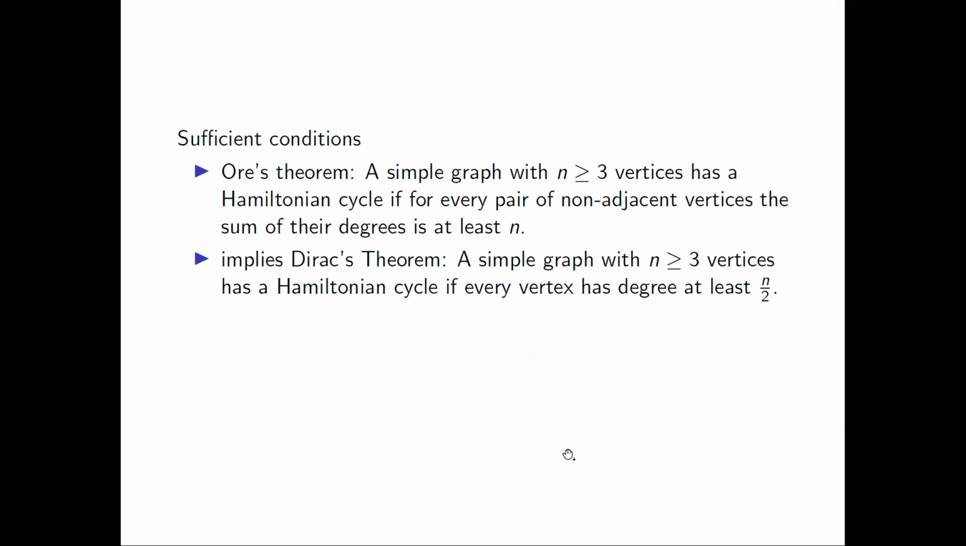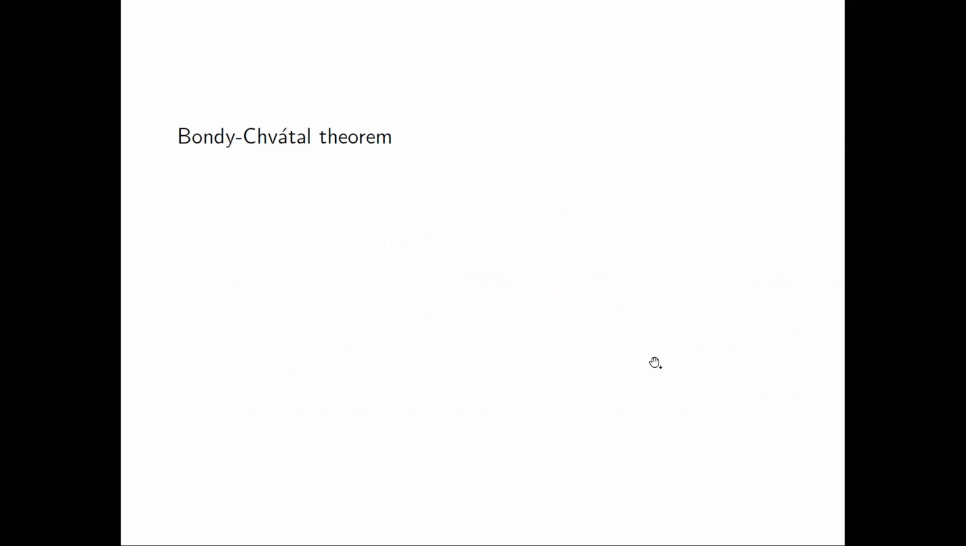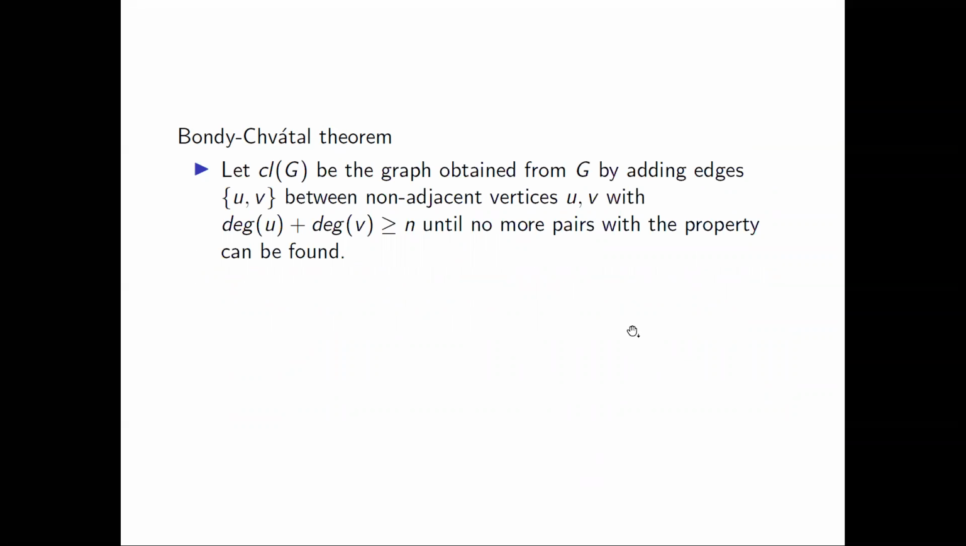So we have Ore's theorem, which implies Dirac's theorem. We talked about why that is. And they're both implied by this theorem called the Bondy-Chvátal theorem. And in order to state this theorem, we need a bit more terminology. So we're going to define the closure of the graph G. It's going to be written as CL of G. And it's the graph obtained from G by adding edges UV between non-adjacent vertices U and V with degree of U plus degree of V greater than or equal to the order of the graph. And we do this until there's no more pairs with this property, that the sum of their degrees is at least the order.